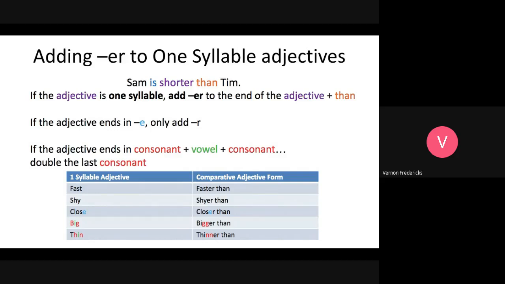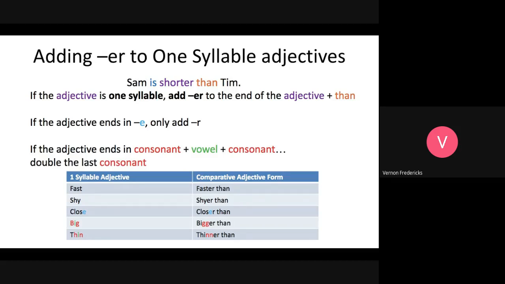Riyadh is bigger than Hufuf. Okay, the next one is thin. Saleh is thinner than Ahmad. Okay, so what does thin mean?